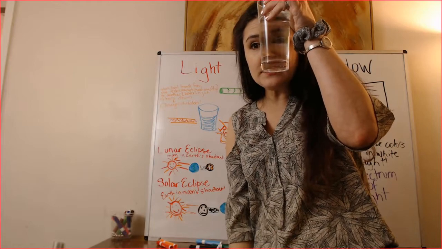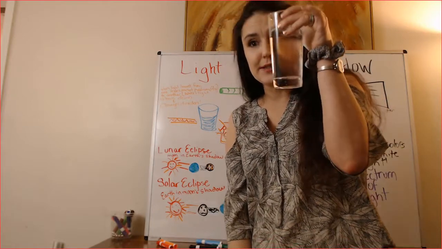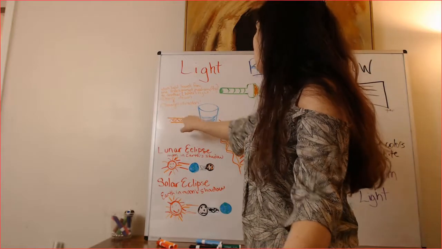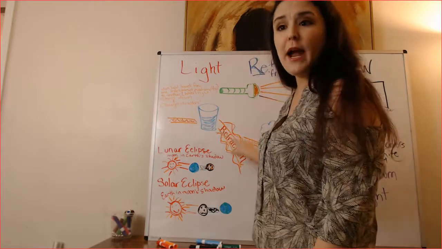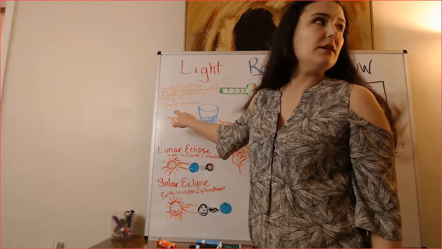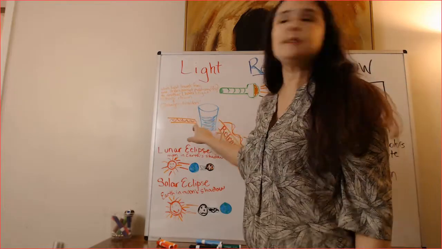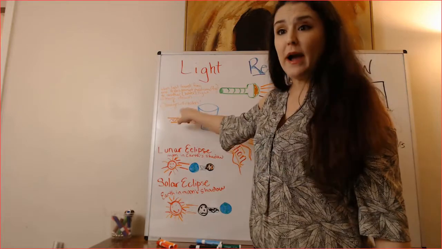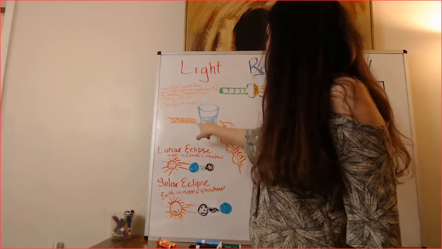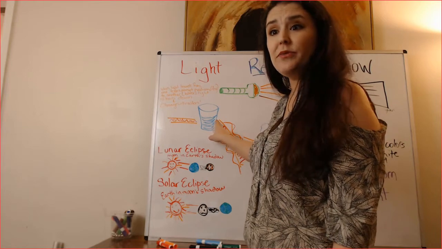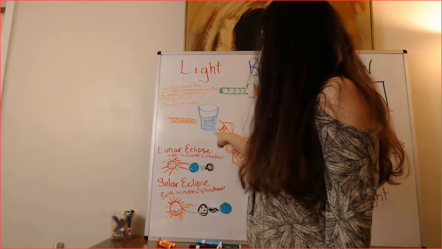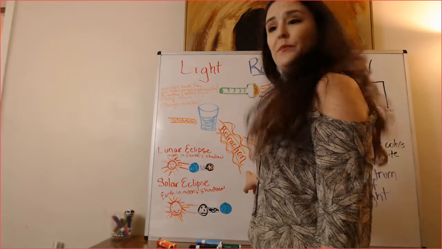Can you see through it? I can see through it. It's transparent. It slows down and it changes direction. Remember we talked about fast wavelengths and slow wavelengths. When it travels in, it's going at its normal speed. But when it passes through this glass of water, it slows down and it changes direction.